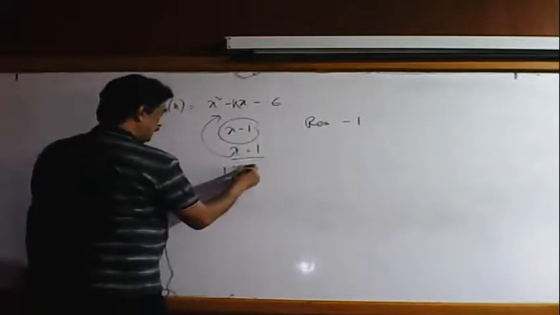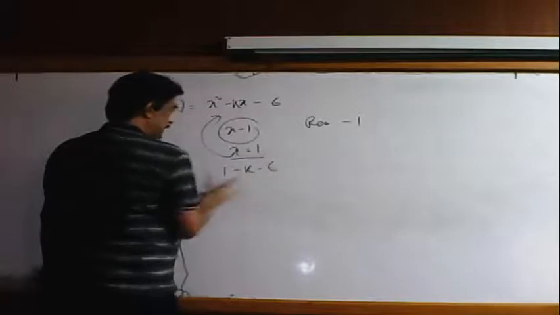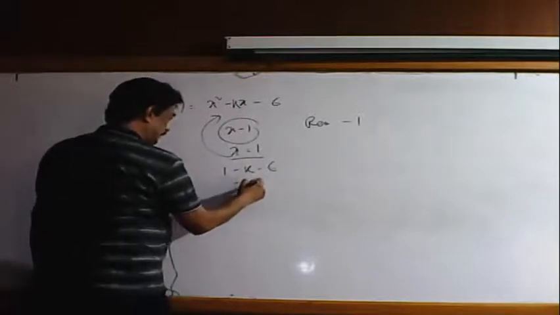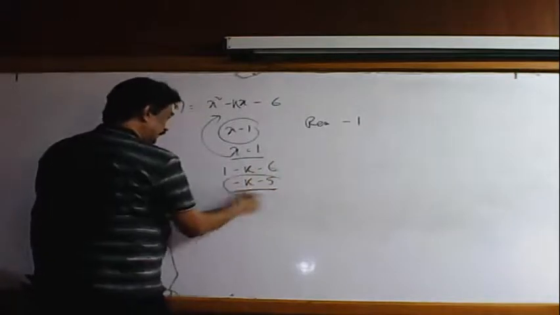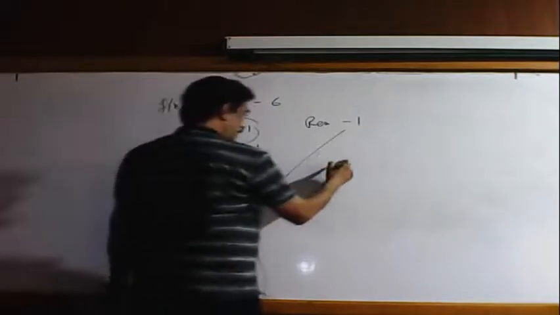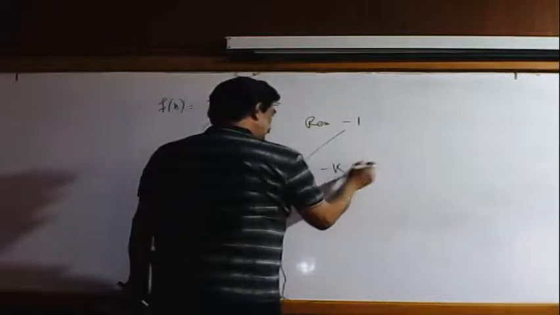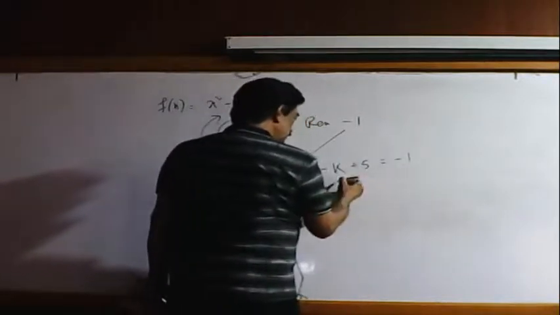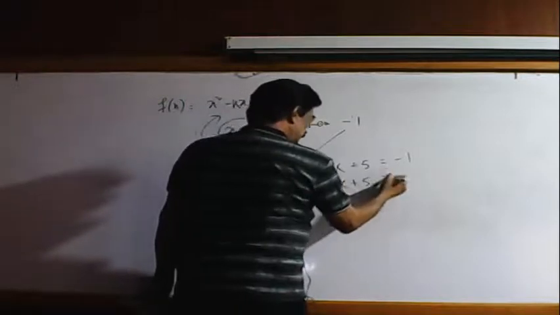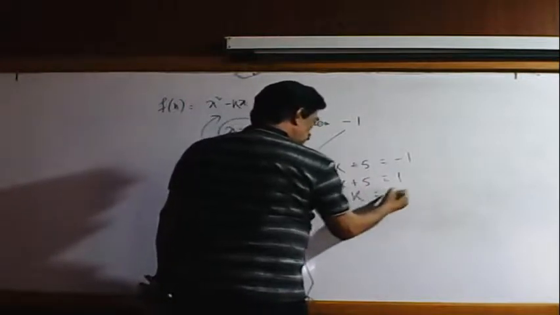So 1 minus k minus 6, and that indicates minus k minus 5. That is the remainder, and it is given that the remainder is equal to minus 1. So minus k minus 5, and the result is equal to minus 1. So minus common, k plus 5, result is equal to 1. So k equal to minus 4 is your answer.